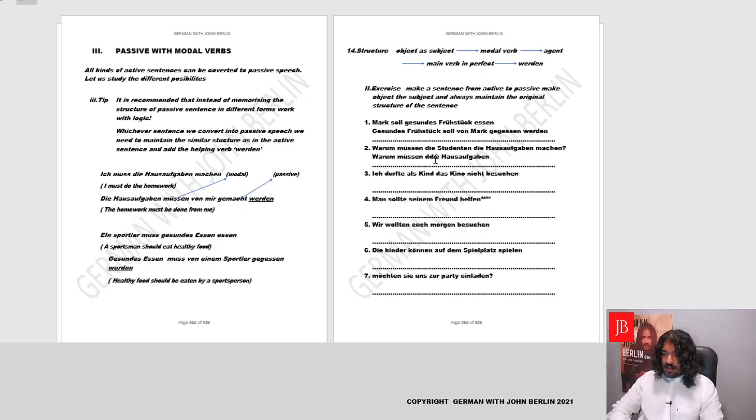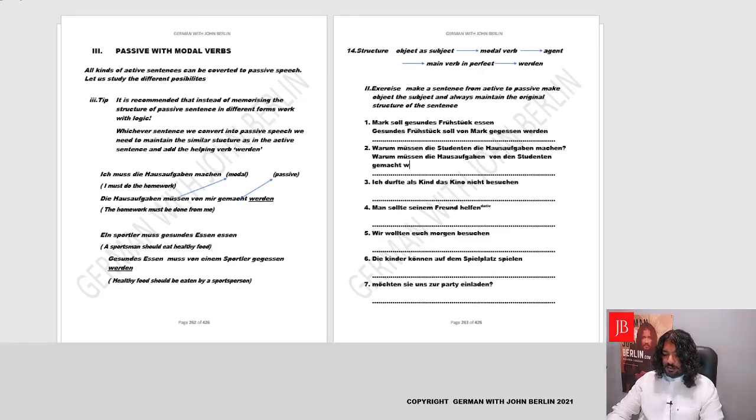Warum müssen die Hausaufgaben von, von is dative, so von den Studenten. Very good, von den Studenten. The main verb is machen. It will become perfect, gemacht, and we'll introduce the helping verb for passive, werden. Warum müssen die Hausaufgaben von den Studenten gemacht werden? Why must the homework be done by the students?